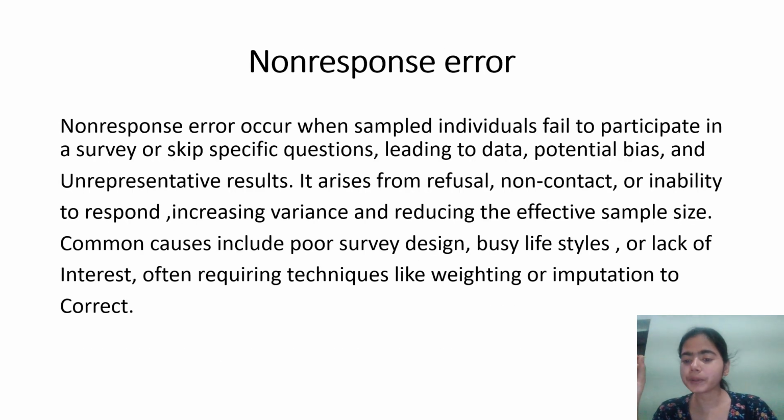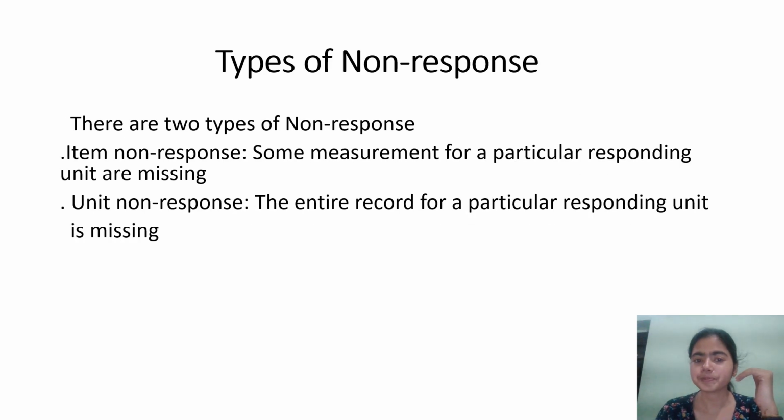Non-response occurs when sampled individuals fail to participate in a survey or skip certain questions, which leads to non-response bias. There are many causes of non-response, like a poorly designed questionnaire, a busy lifestyle, like some people being at the workplace or elsewhere, or maybe some people are not interested in the survey, so they will not respond. So there are many reasons for non-response.